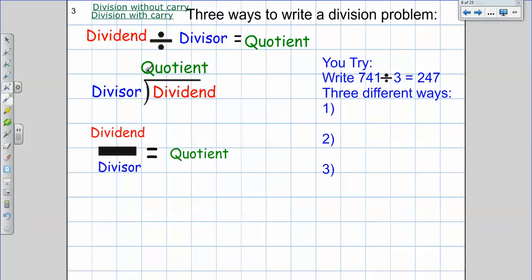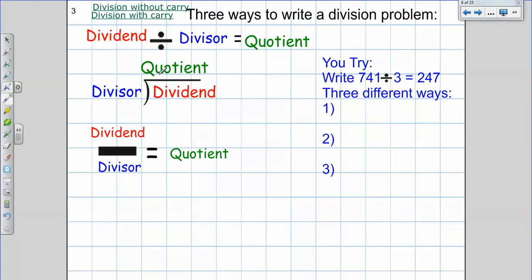So, the dividend is what I always start out with. So, I start out with $500. I have to divide that by three people. What I'm dividing by is my divisor, and it equals my quotient. So, this is one way that we can see a division problem written. Dividend divided by divisor equals quotient.